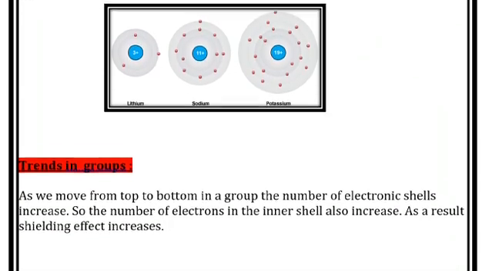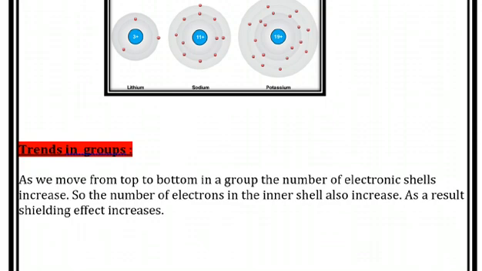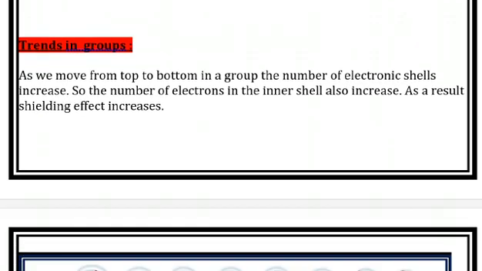Now we have to see the trend of this property in the periodic table, differently for group and for period. If we talk about the trend in a group, as we move from top to bottom in a group, the number of electronic shells increases. So the number of electrons in the inner shells also increases. As a result, shielding effect increases. Let's see with some examples.